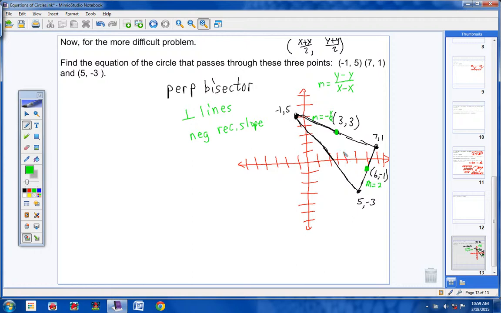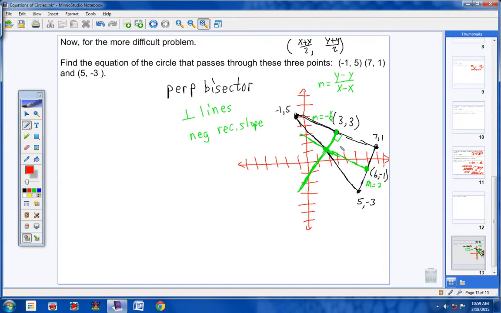Now, why have I done all of this? Because I want to find the equation of the line of this perpendicular bisector right here. I want to find the equation of this line. And I want to find the equation of this line here also, of this perpendicular bisector. Now it looks like they're intersecting about right there. Okay? But still I want to make sure. So I'm going to find the equation of this line right here.